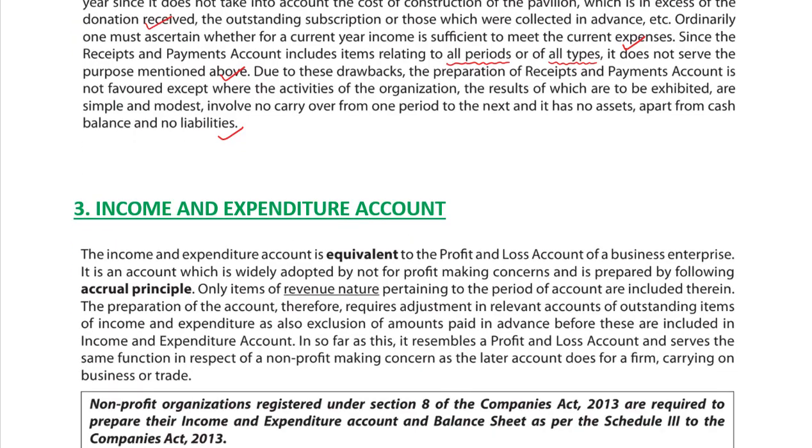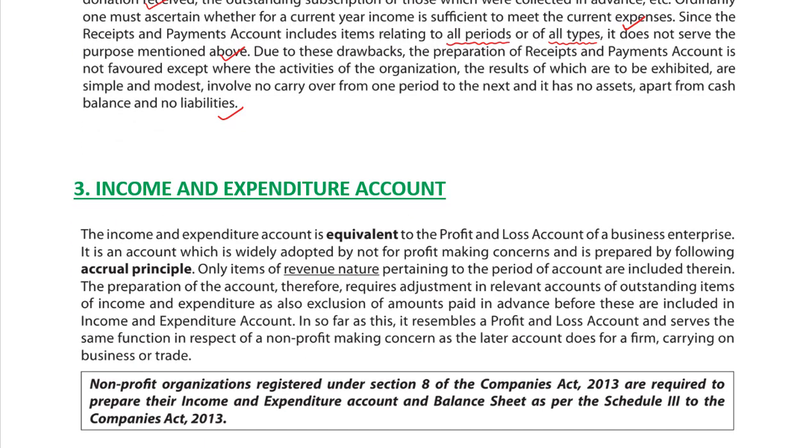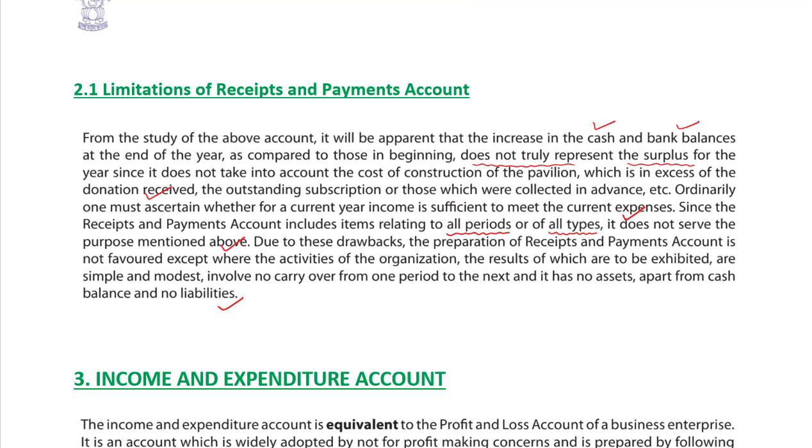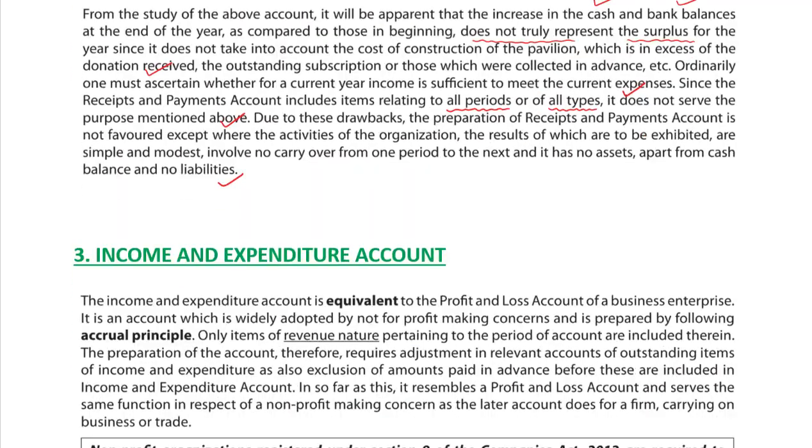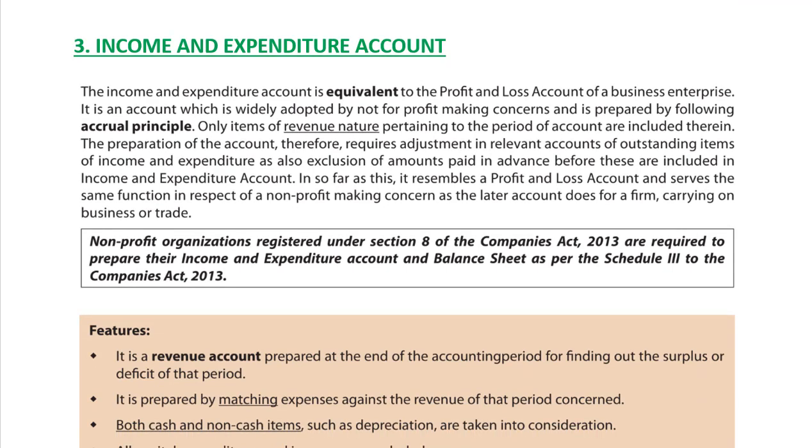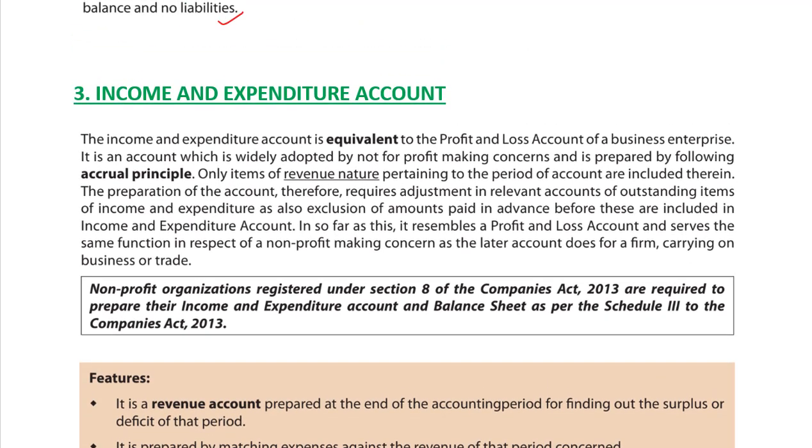Next, income and expenditure account. So generally we need an income and expenditure account. The receipts and payment account alone will not serve any purpose. To calculate the surplus or deficit, we must make an income and expenditure account. The income and expenditure account is equivalent to the profit and loss account of the business enterprise.